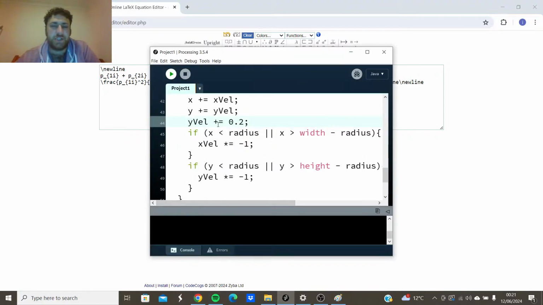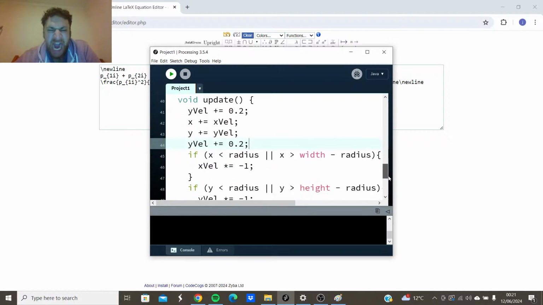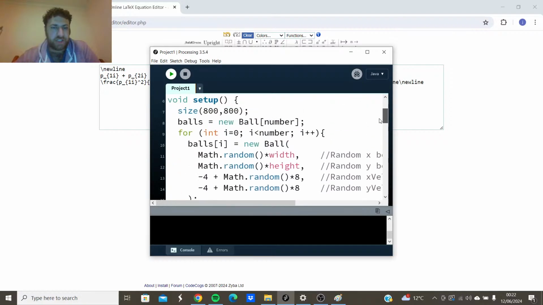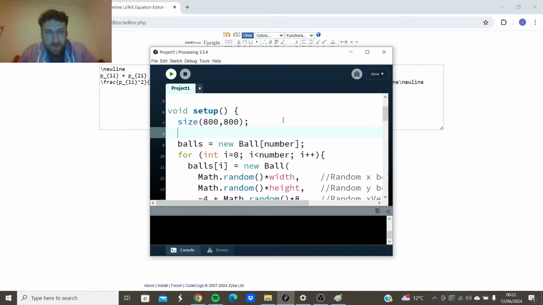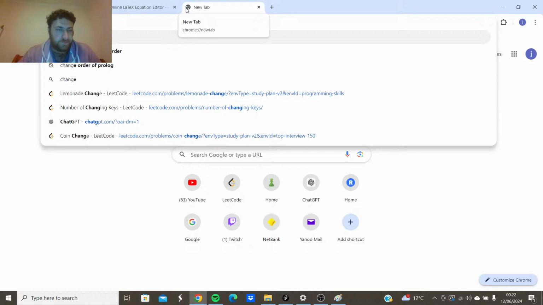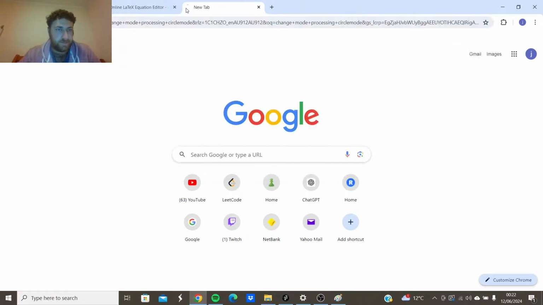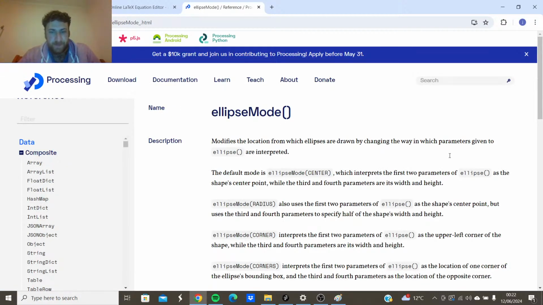So I'm going to need to change the fill mode in the setup, or the thing. I'm not sure what it is. Circle mode, is that it? Let's take a quick look. Change mode Processing. Ellipse mode. Okay.